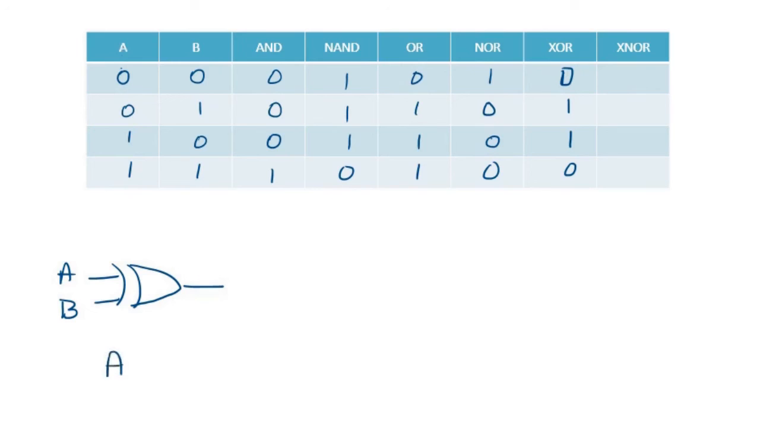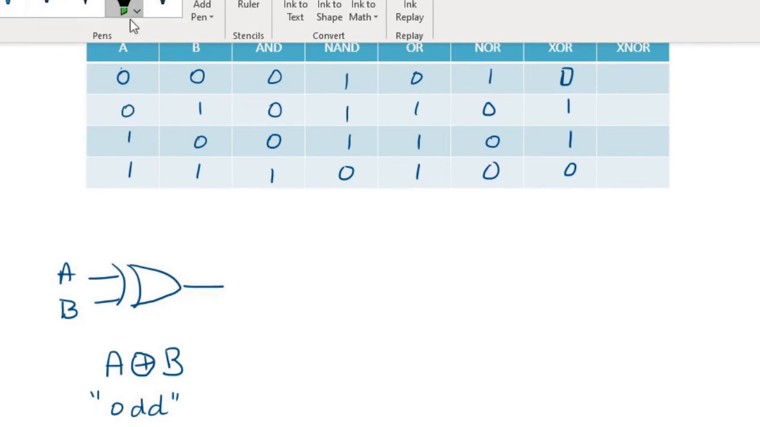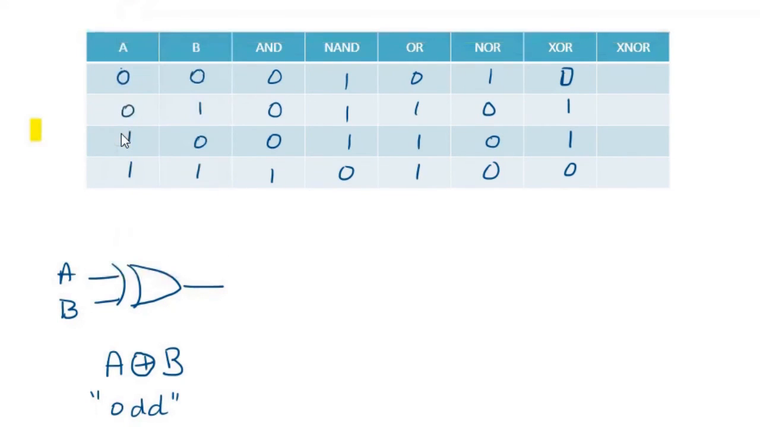The symbol for XOR is a plus with a circle around it. So you'll see this. We want to think of these as the odd ones. How does that work? Well, if I've got 0 and 0, we know that XOR was 0. 0 plus 1 gives us 1. That's an odd number. 1 plus 0 gives us 1. That's an odd number, so it's true. And 1 plus 1 is 2. That's an even number, so it's 0. One or the other, but not both.